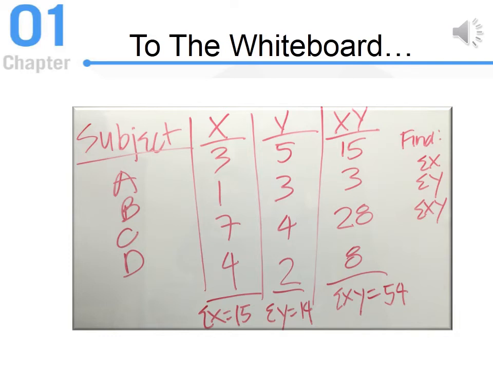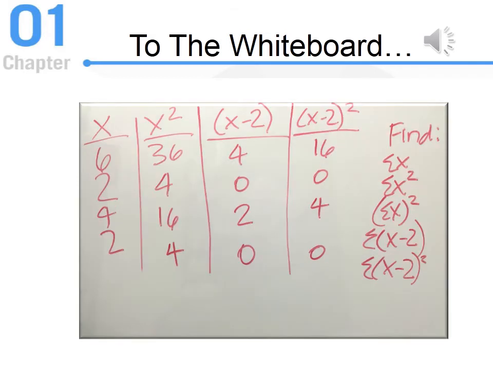And sum of xy equals 54, simply add up the new column that we created by multiplying the x scores times the y scores. One last set of examples to make sure you can put this all together. We have 4 x scores: 6, 2, 4, and 2. And when you work through these in the book, that's very likely all you're going to be given, other than the sums that you have to find.